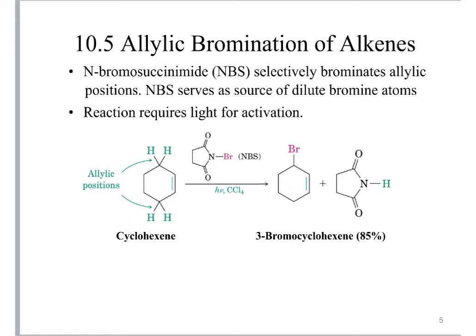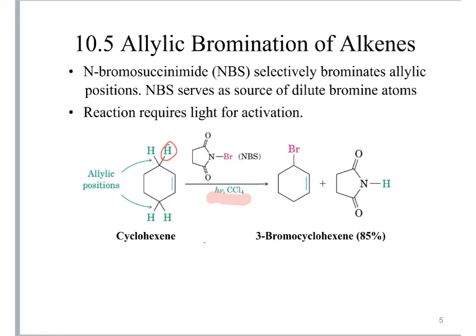Under free radical reaction conditions, using light as an initiator in carbon tetrachloride solvent, we see that allylic hydrogen can be replaced with a bromine atom, and N-bromosuccinimide under free radical conditions serves as an in situ source of bromine atoms, bromine radicals. Reaction is selective when N-bromosuccinimide as opposed to N-chlorosuccinimide is involved.